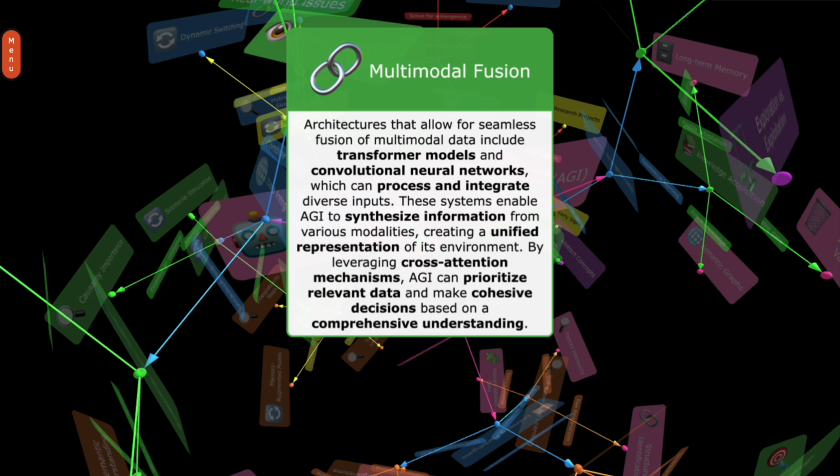Architectures that allow for seamless fusion of multimodal data include transformer models and convolutional neural networks, which can process and integrate diverse inputs. These systems enable AGI to synthesize information from various modalities, creating a unified representation of its environment. By leveraging cross-attention mechanisms, AGI can prioritize relevant data and make cohesive decisions based on a comprehensive understanding.